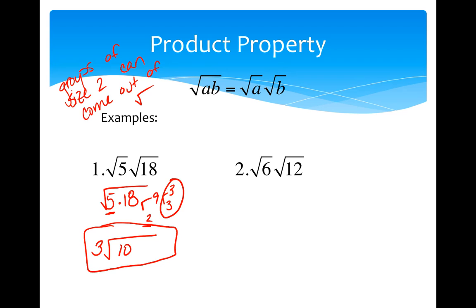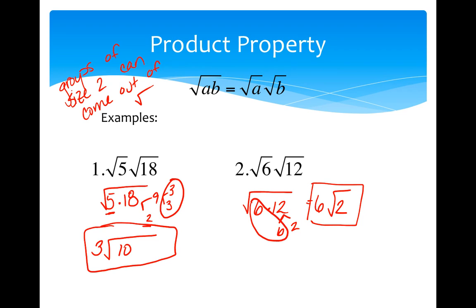We can do something similar here with question 2. So I can put that together into 6 times 12. Again, I would not multiply those together because I'm trying to look for pairs. I could break that 6 down into 2 times 3 if I wanted, or if I recognize that 12 is 6 times 2, I can pull out that pair of 6s. So this would be 6 times the square root of 2.